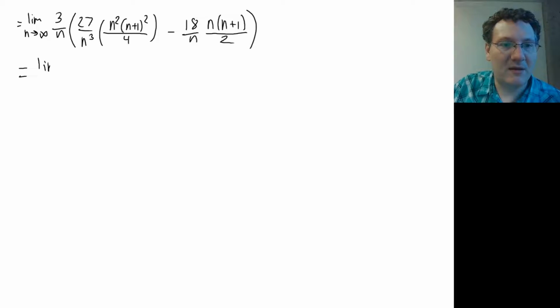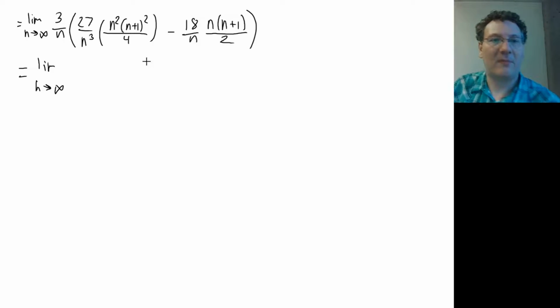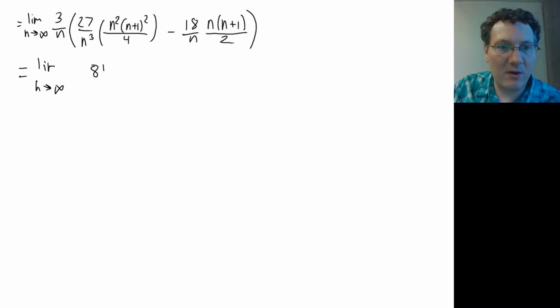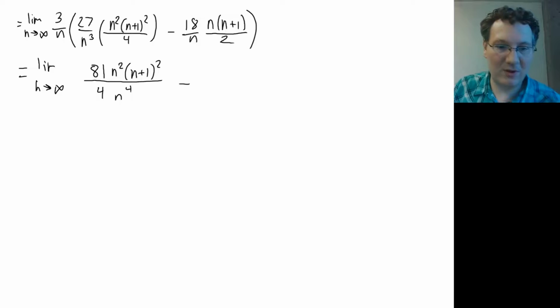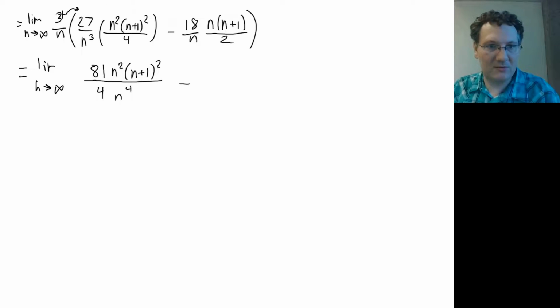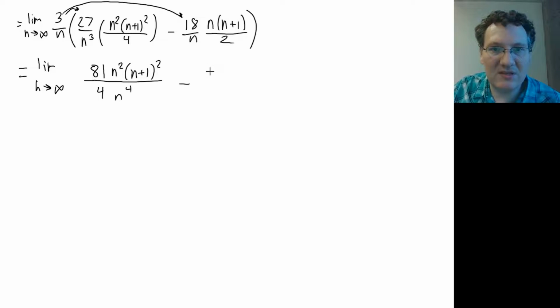Okay, so this is the limit as n goes to infinity of, we've got 81 times n squared times n plus 1 squared over 4 n to the fourth. Sorry, I am going to distribute the 3 over n to both terms. So I'm going to get 18 over 2 is 9 times 3 is 27, n times n plus 1 all over n times n is n squared.